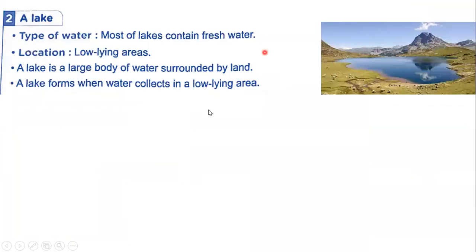So another body of water, lake. Type of water: most lakes contain fresh water and some of them contain salt water. Location: low-lying area, من المناطق المنخفضة يعني. So a lake is a large body of water surrounded by land.